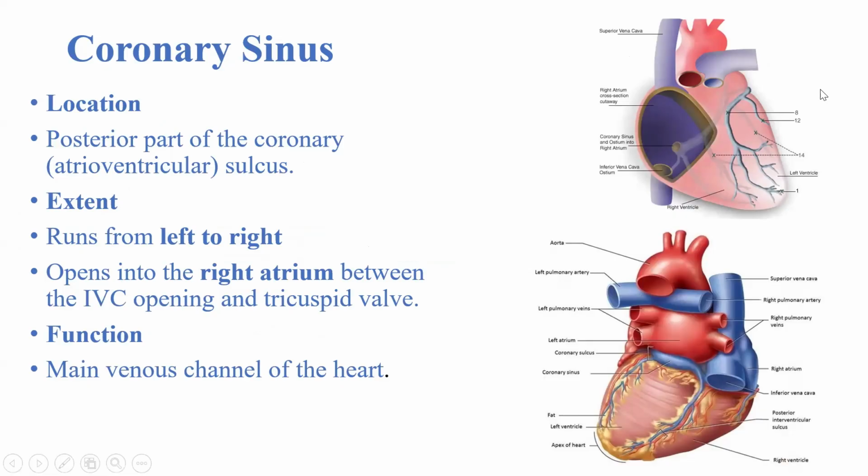So here you can see the coronary sinus. This is the coronary sinus location. It is located posteriorly in the posterior part of the coronary sulcus or the atrioventricular sulcus. That is the sulcus that separates the atria from the ventricles posteriorly. Then the coronary sinus extends from left to right, and it opens into the right atrium between the inferior vena cava opening and the tricuspid valve. It opens between these two openings, and it is the main venous channel of the heart.